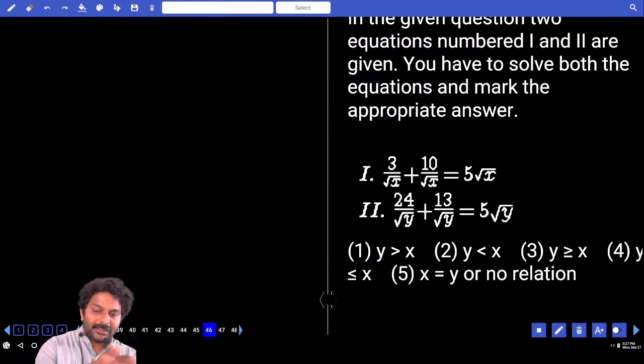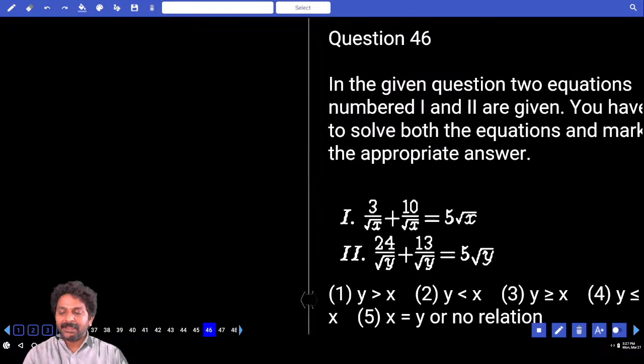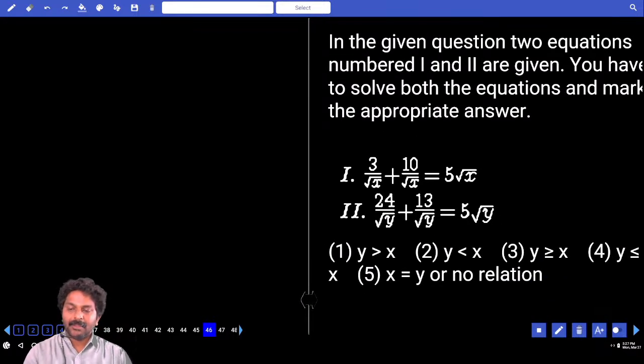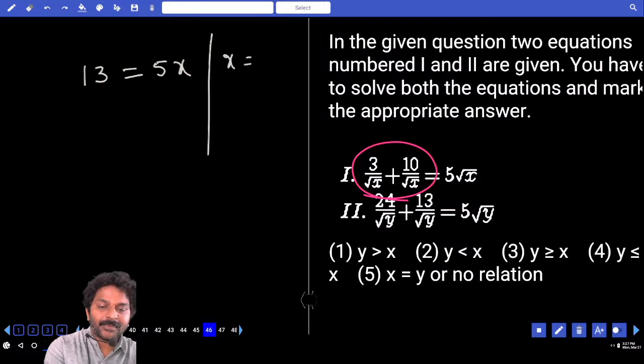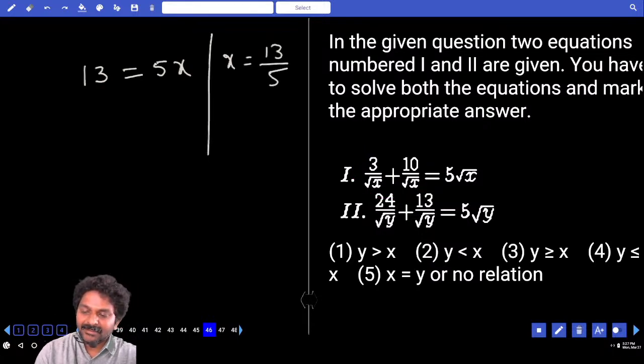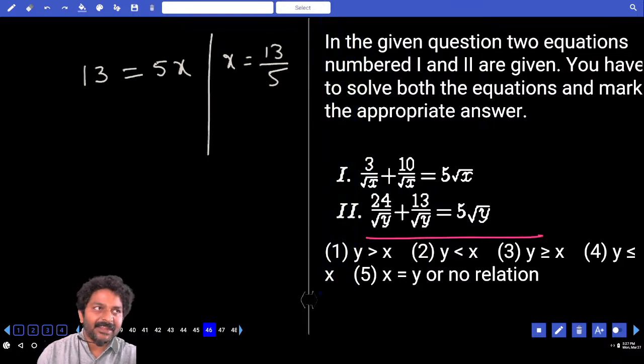Right. Left hand side denominator, we can take root x common. Then left hand side numerator becomes 13 by root x. Root x goes to the other side. That becomes 5x. From this x is equal to 13 by 5.